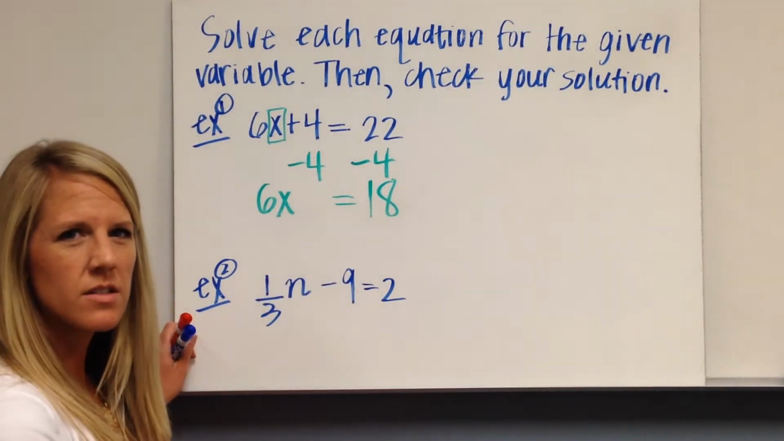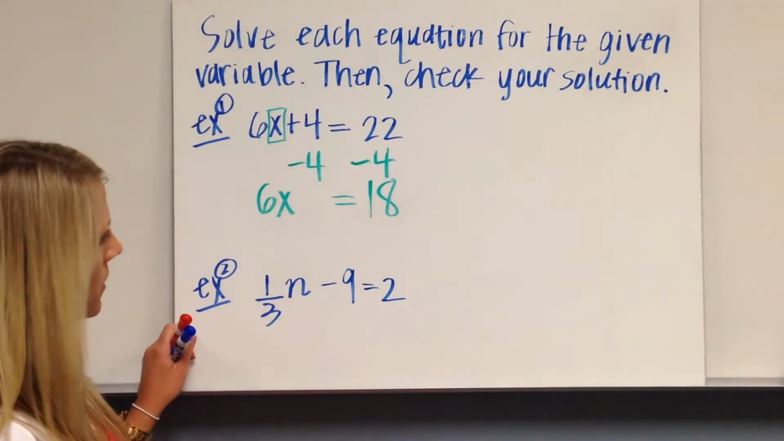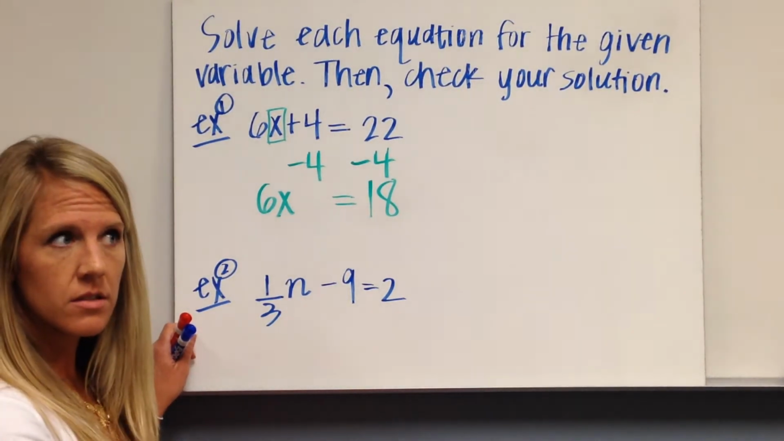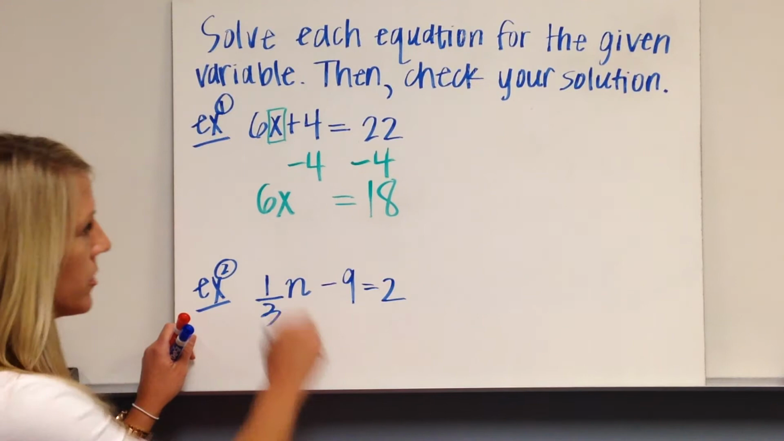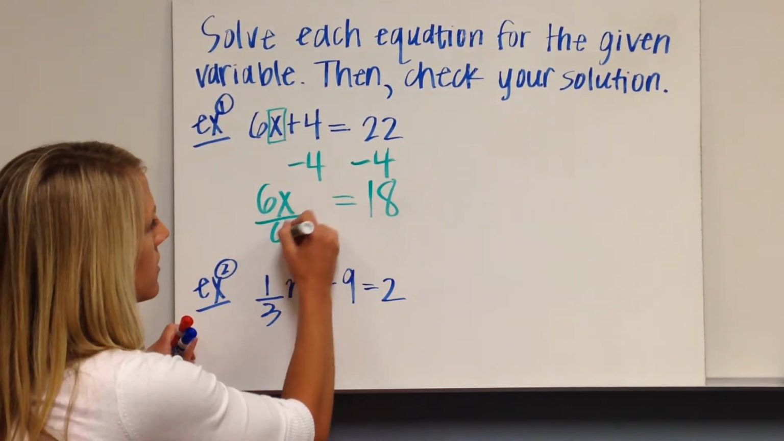So how do I get rid of that 6? How do I make that 6 just become an x, a 1x? Well, what divided by 6 is 1? 6. So because it's 6 times 6, I'm going to undo that. I'm going to divide both sides by 6.